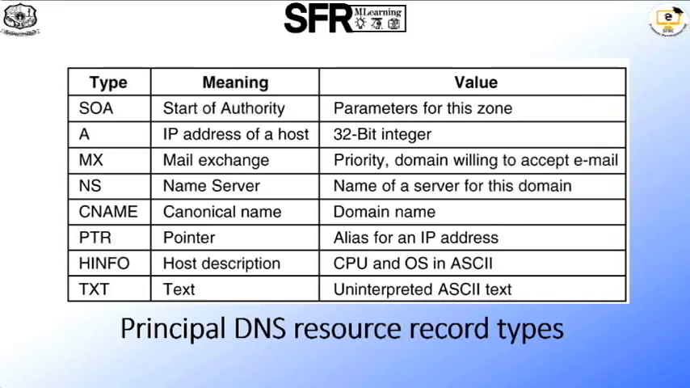Next type NS, which means name server. The value is the name of the server for this domain. Next type CNAME, meaning canonical name. The value is a domain name. Next type PTR, which means pointer. The value is an alias for an IP address. Next type HINFO, meaning host description. The value is the CPU and the OS in ASCII. Next type TXT, which means text, uninterpreted ASCII text.